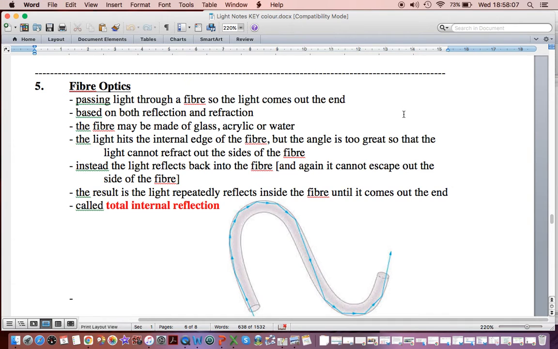Good day. Here we are, section 5, fiber optics. I put it in section B about reflection, but it has an overlap with section C, refraction.